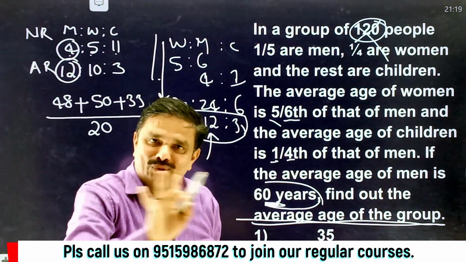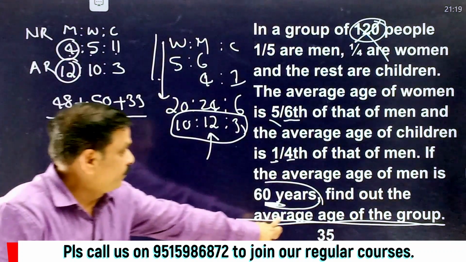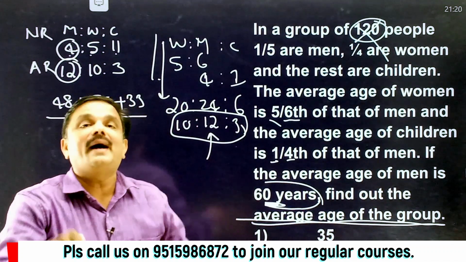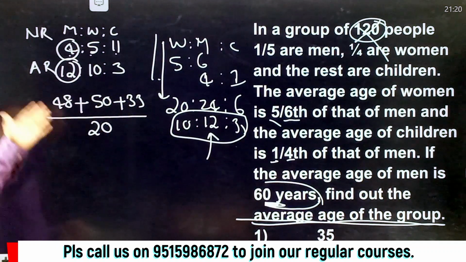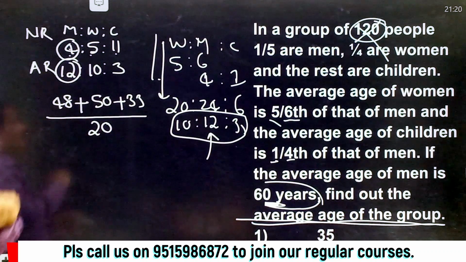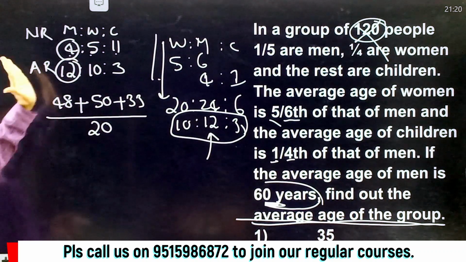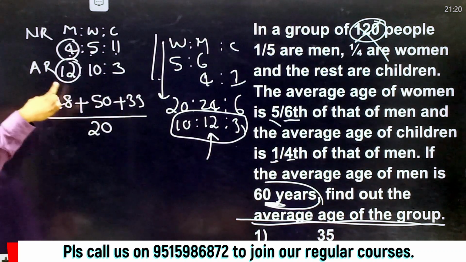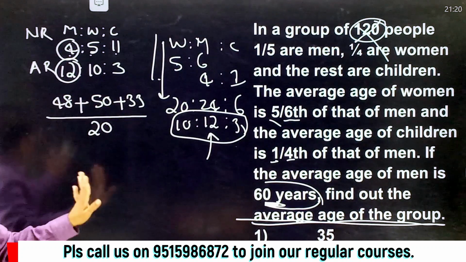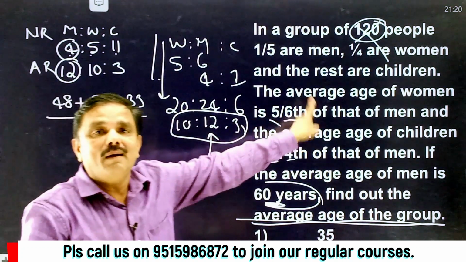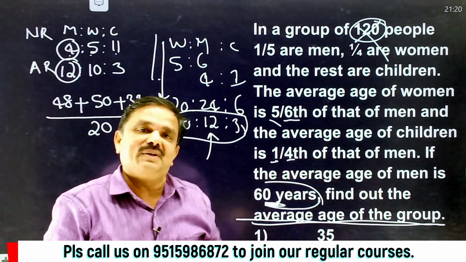Any doubt here? Nothing is there, because here I need to find out the average age of the entire group. So for that reason, the entire group members are 20, and the entire group age is men, women, children respectively 12, 10 and 3. These are all my imaginary numbers without deviating from the information given in the question, isn't it?